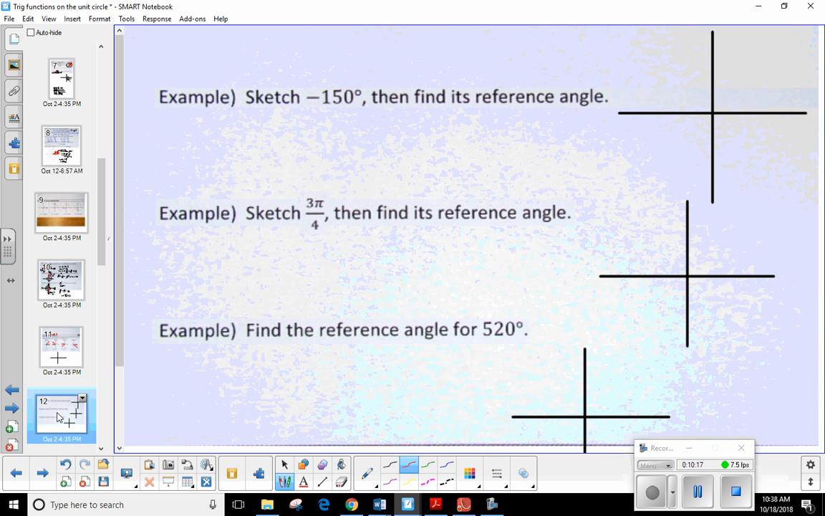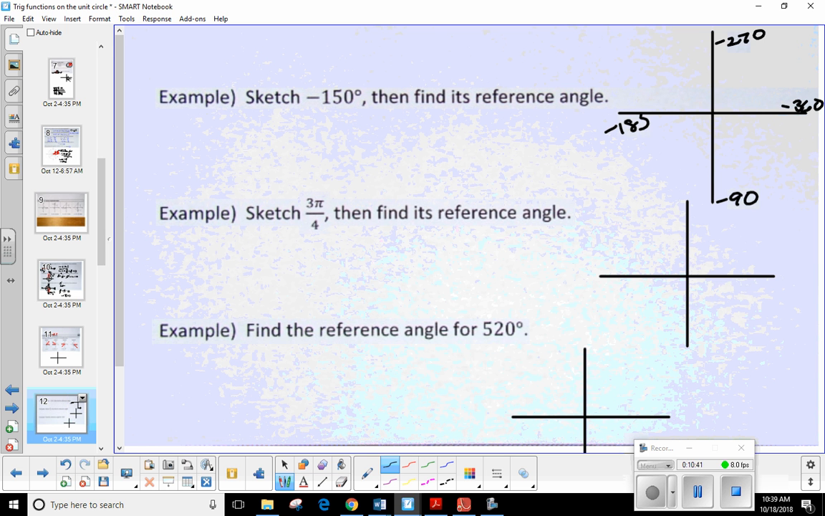So let's practice finding some reference angles. Sketch negative 150. Okay, so wait a minute. What is the negative doing? It's just telling me to change the direction. Remember, positive is counterclockwise, so negative is clockwise. So this would be negative 90, negative 180, negative 270, all the way back around to negative 360.